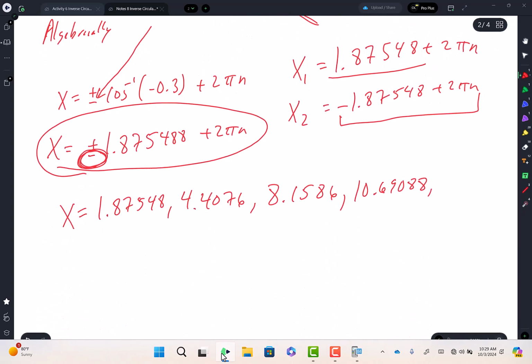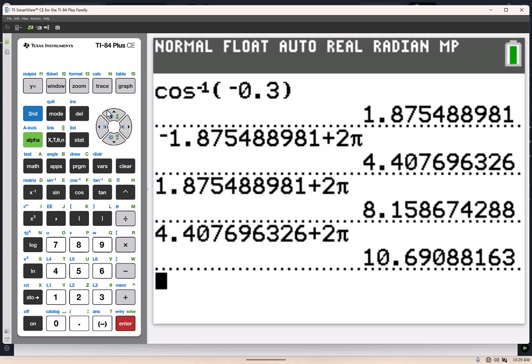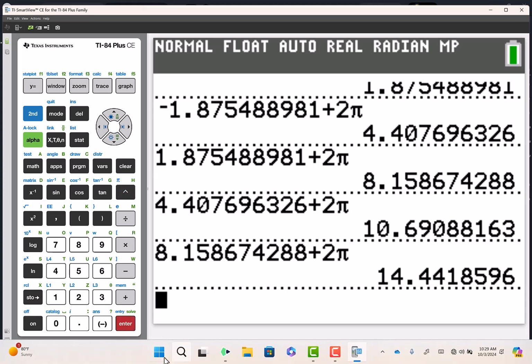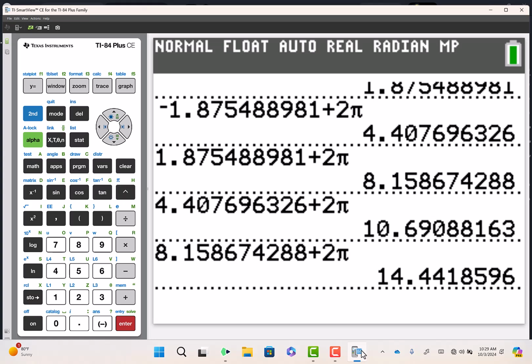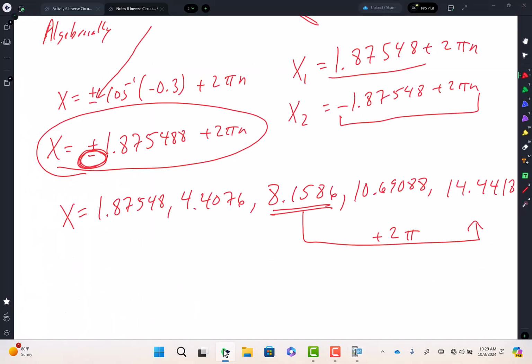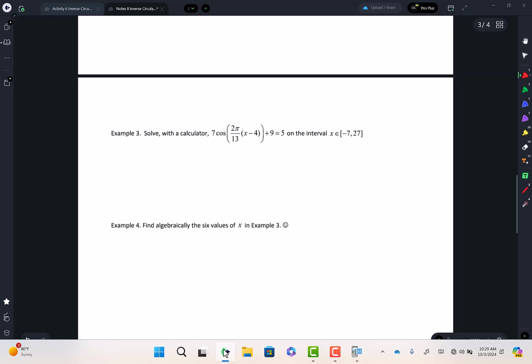Yep. And then the last one, which am I going to take? And I'm going to add what to it? 2 pi. So take the 8.158 and add 2 pi plus 2 pi. 14.441. And there it is. How are we feeling, guys? Are you feeling okay? Okay. Let's continue. Don't freak out.